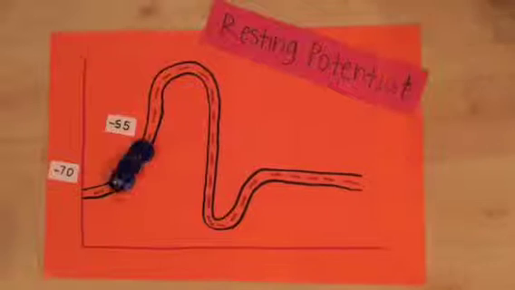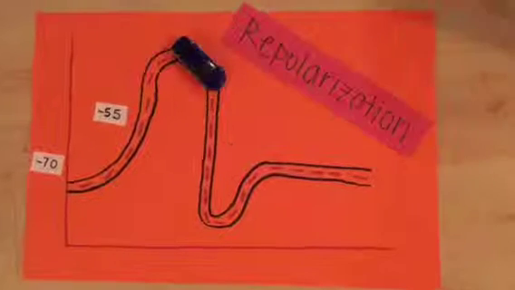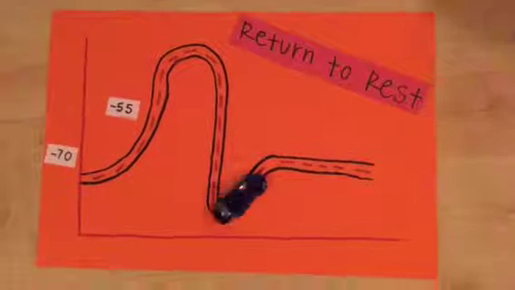The entire process can be shown by the pathway of this graph: resting potential, threshold, depolarization, action potential, repolarization, return to rest, resting potential.